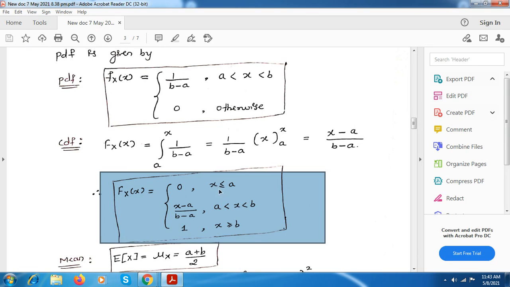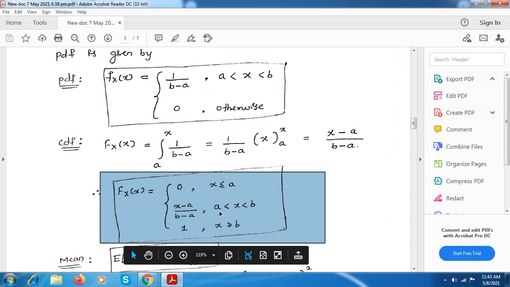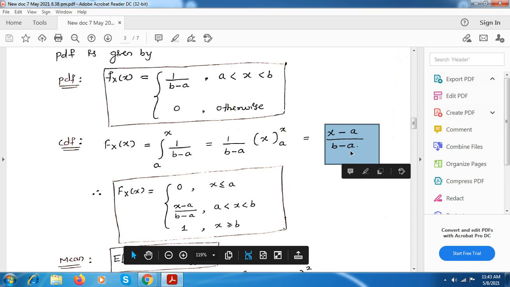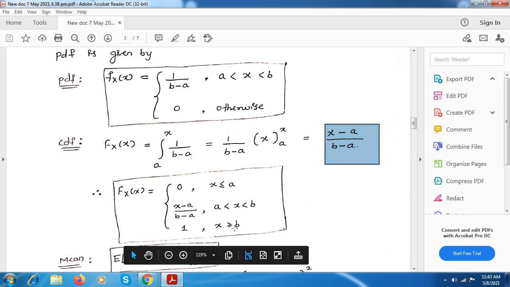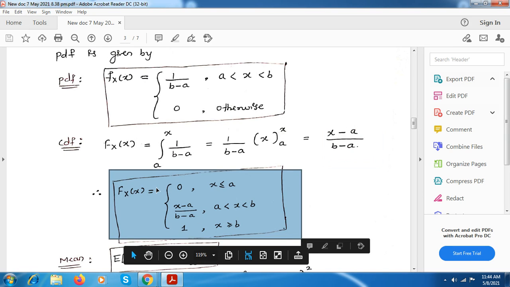So for the x values less than or equal to a, the CDF value is 0. And in between a and b, the value is x minus a divided by b minus a. This x can vary over values greater than a and less than b. If x is greater than or equal to b, here if you put b instead of x, it will be b minus a divided by b minus a, which is equal to 1. So this is the CDF. So just take down this equation.